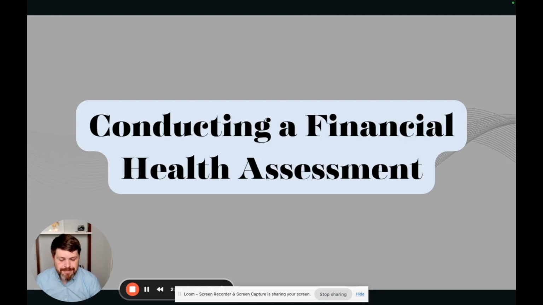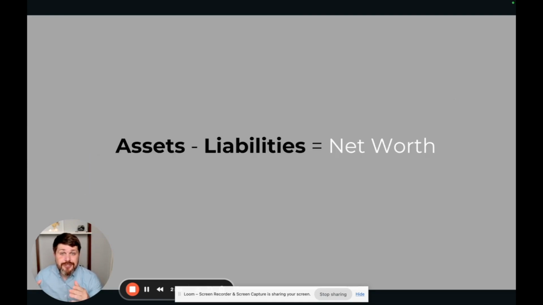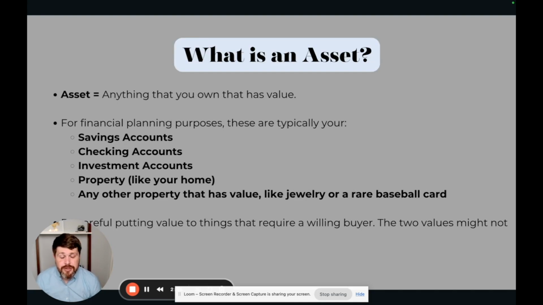How do you do it? First, you need to understand what a net worth is. Essentially, a net worth is assets, all the things that are working for you, minus liabilities, all the things working against you. And with that, we create a net worth. But that obviously leaves a lot of questions. What's an asset? What's a liability? And how do we evaluate those? We first need to understand that.